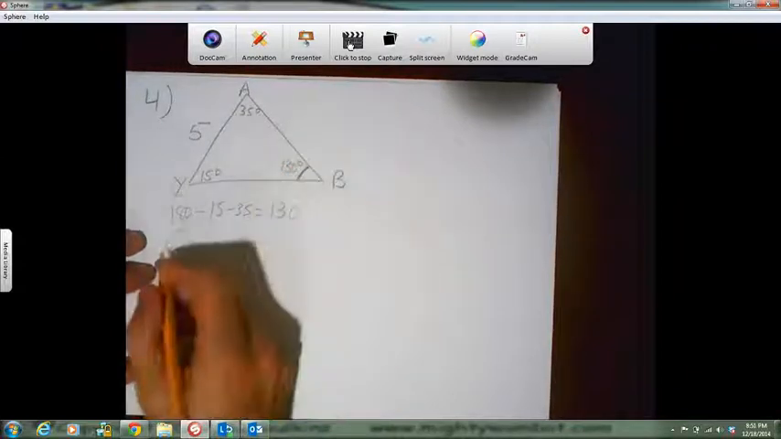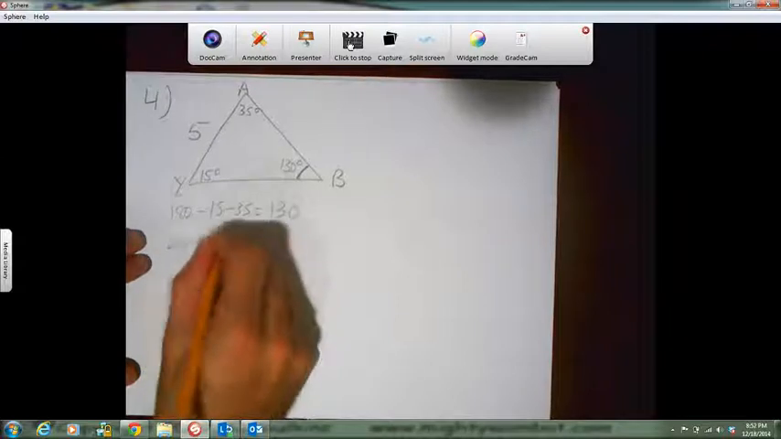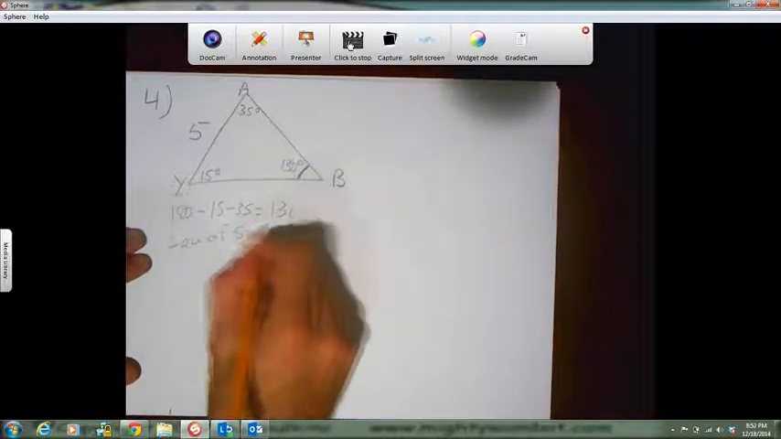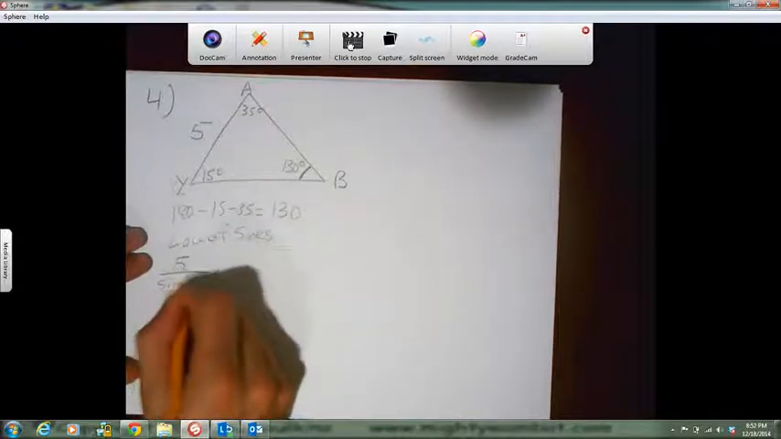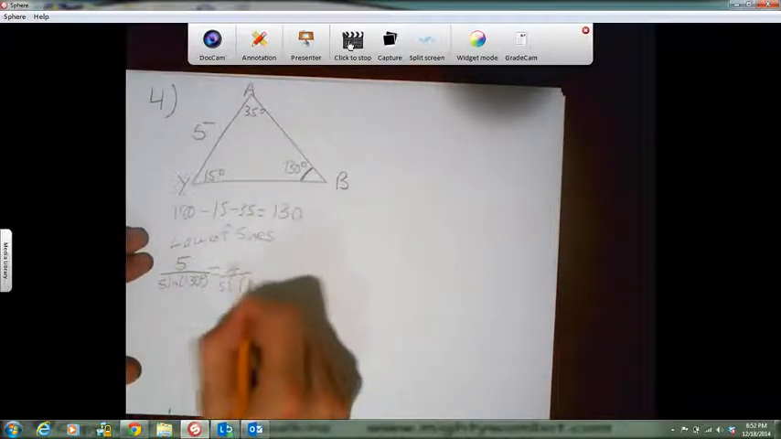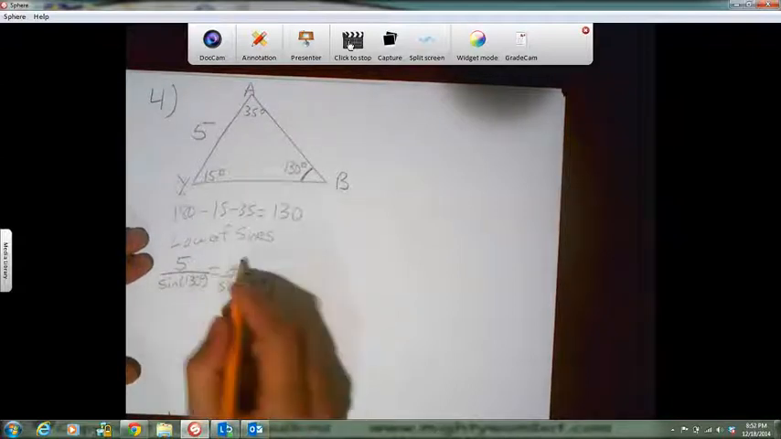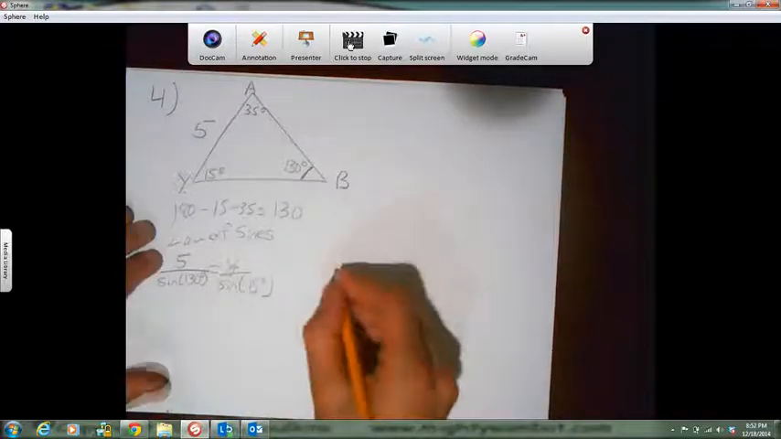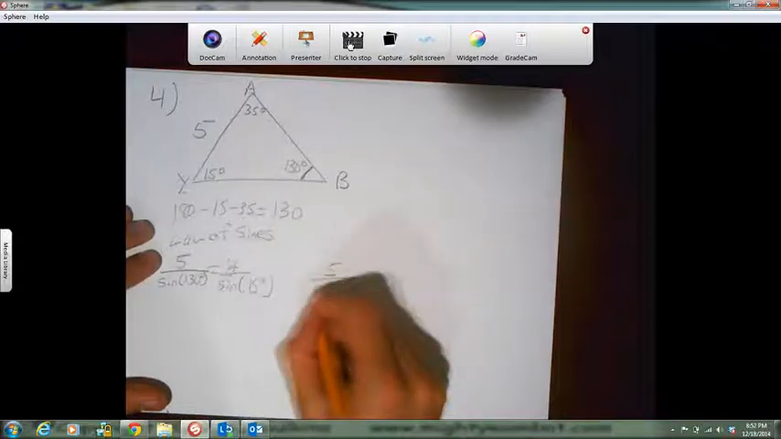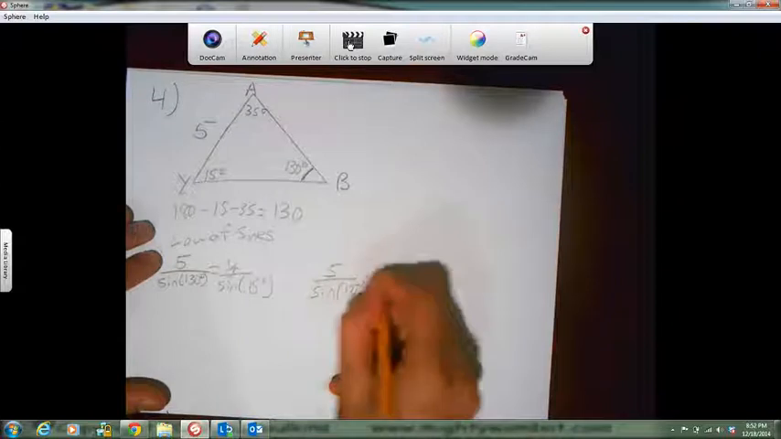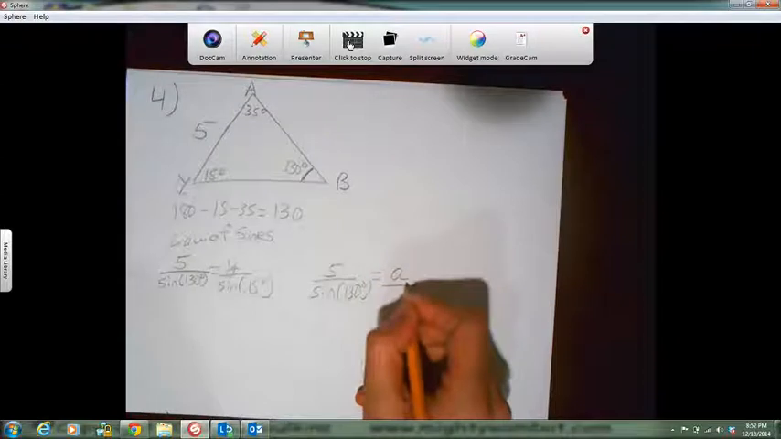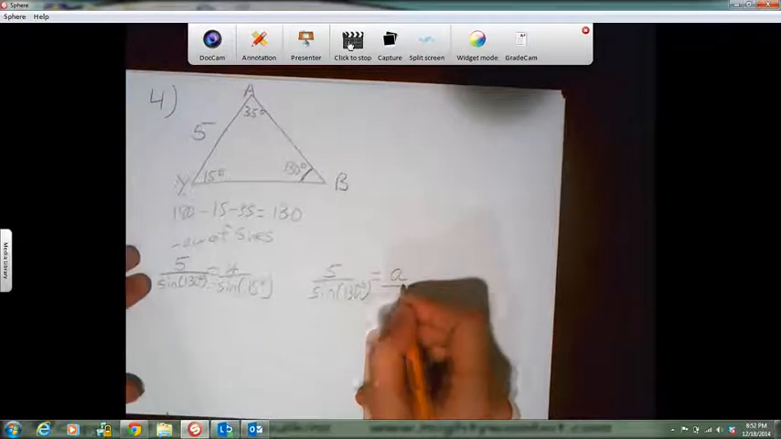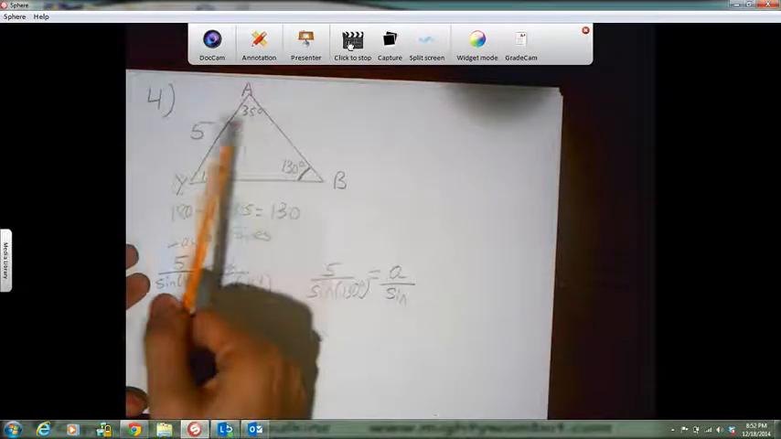And now I can use what's called the law of sines, which says that 5 divided by sine 130 degrees equals this side y over sine 15 degrees. We can solve this out for y. And then over here you have 5 over sine 130 degrees equals, this side is a, over sine of this angle, 35 degrees.